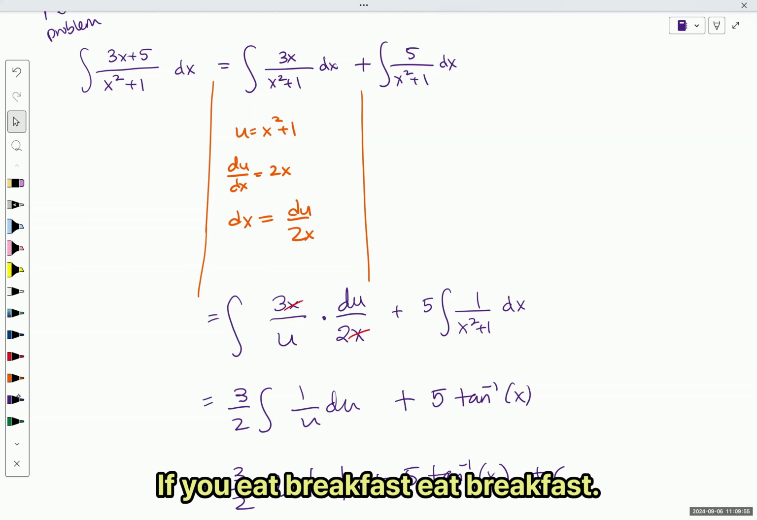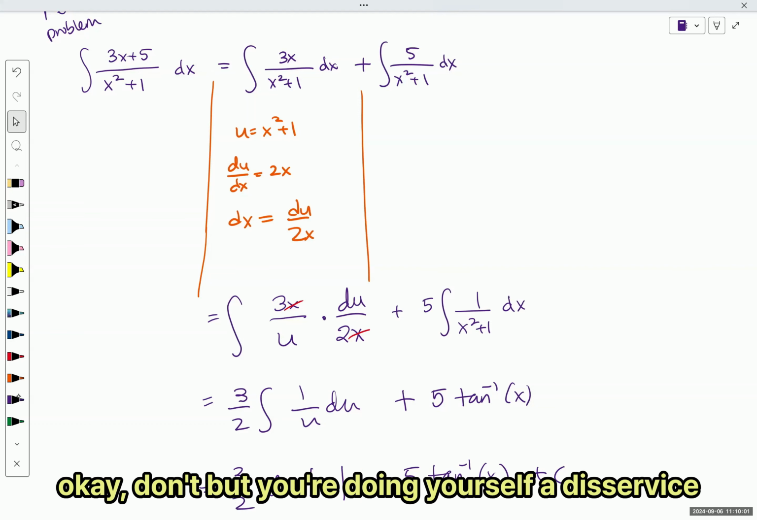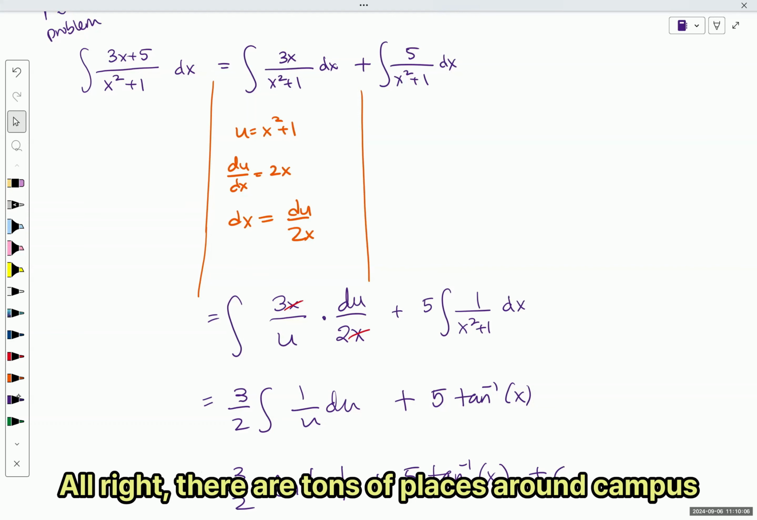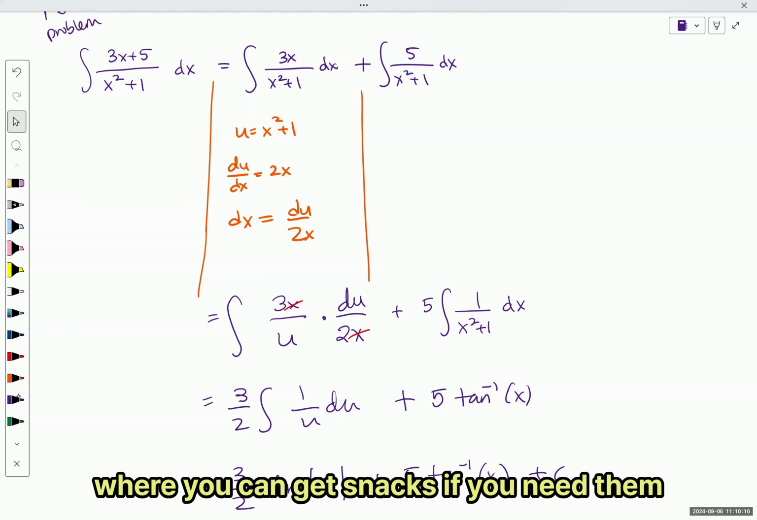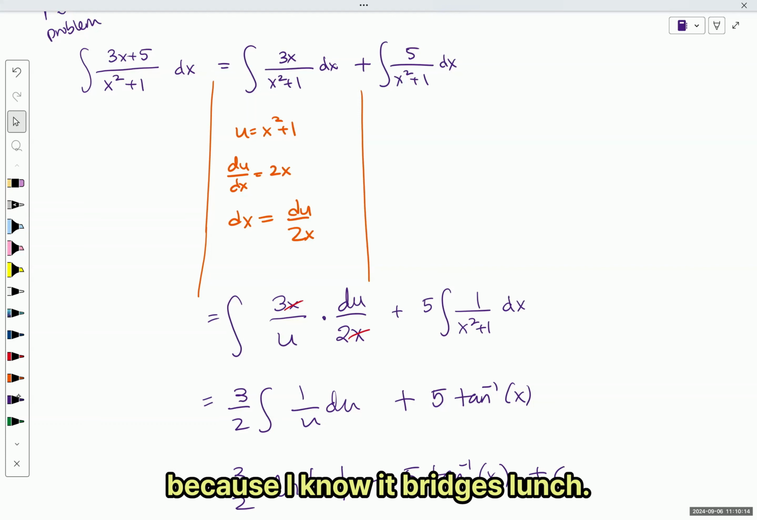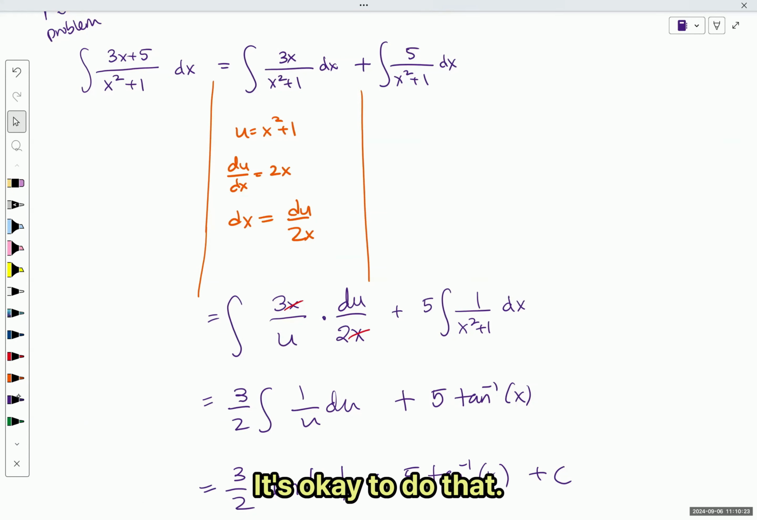Got it? If you eat breakfast, eat breakfast. If you don't eat breakfast, okay, don't, but you're doing yourself a disservice. If you need breakfast, we can find you breakfast, all right? There are tons of places around campus where you can get snacks if you need them. If you want to bring something in here to eat while you're taking the test, because I know it bridges lunch, that's fine. I don't care. Okay, bring your water. Bring what you feel comfortable bringing. It's okay to do that. All right.